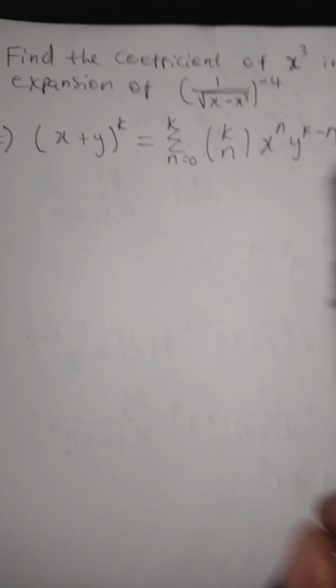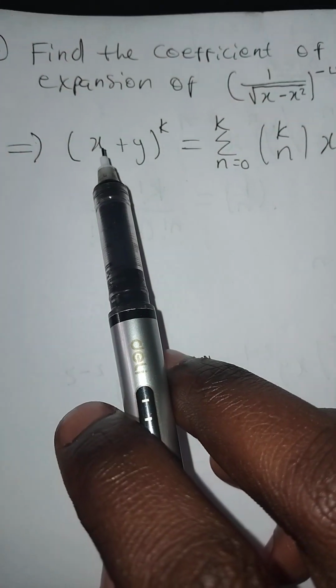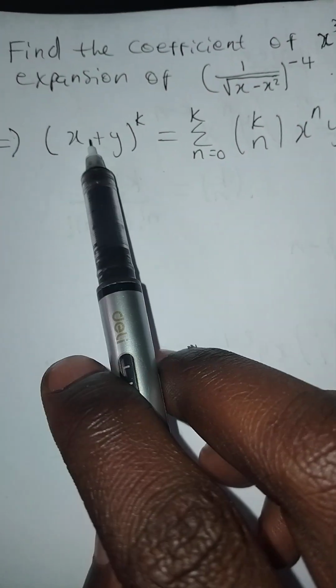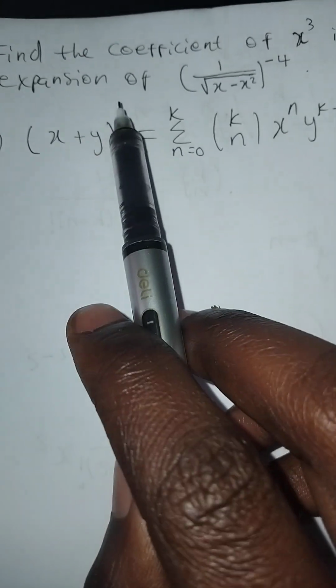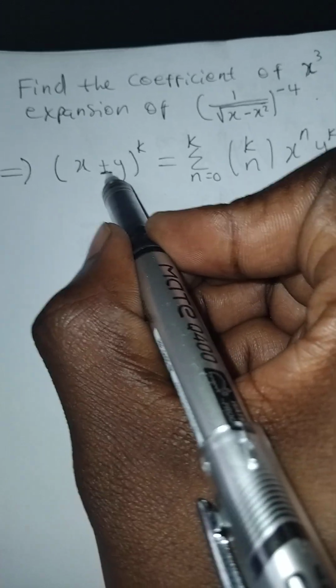Okay, so in order for us to apply this binomial theorem, like I said in the first example, we have to change this side. We want a format that says something plus something to the power k. So we're basically going to change it such that we have a plus there. Okay, so let's work out this problem and see.